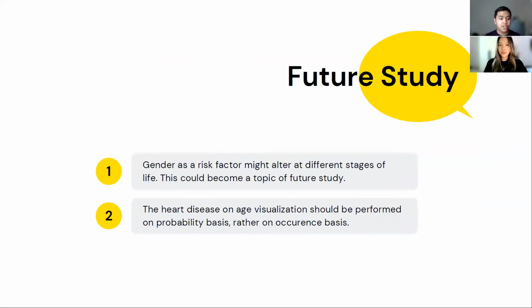Okay, now for future study, we have considered two future studies to go on in the future. The first one is that gender as a risk factor might alter at different stages of life. This could become a topic of future study. The second one is that the heart disease on age visualization should be performed on a probability basis rather than on an occurrence basis.